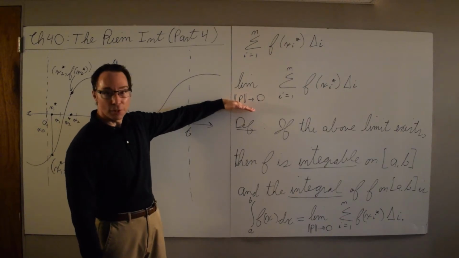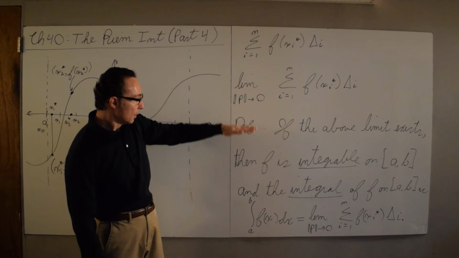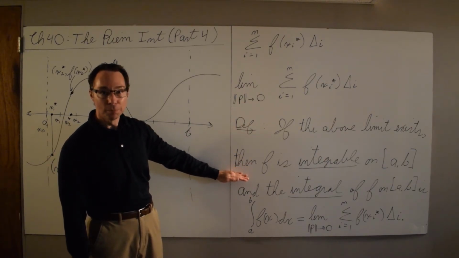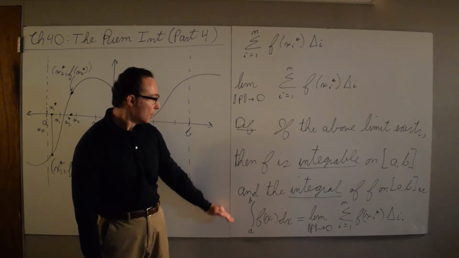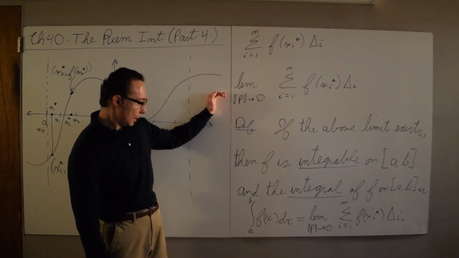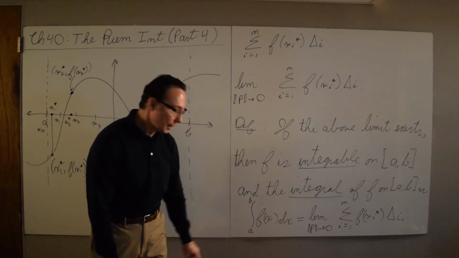And that's what brings us to the definition of the integral. If this limit exists, then f is said to be integrable on the interval AB, and the integral is that limit. So if this limit exists, it's called the integral of f on AB. And we give it this notation. This looks like an elongated S.